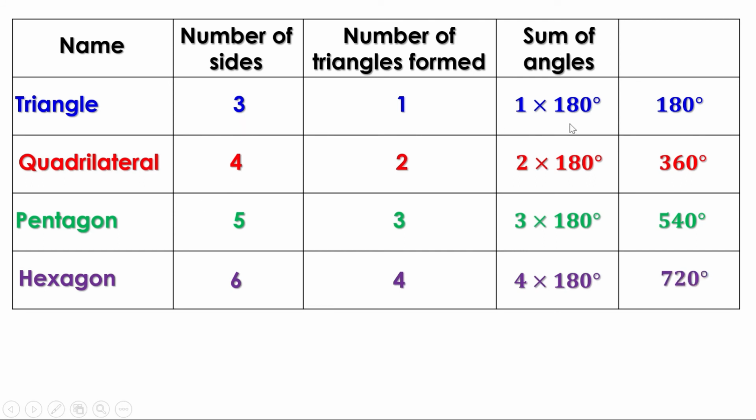Observe the change in the sum of angles when the number of sides increases by 1. For a triangle, there are three sides and the sum is 180 degrees. For a quadrilateral, there are four sides, the sum is 2 into 180 or 360. So we can see that as the number of sides increases by 1, the sum of the angles increases by 180 degrees. In the same way, when the number of sides decreases by 1, the sum of the angles decreases by 180 degrees. Now let us come back to our problem.